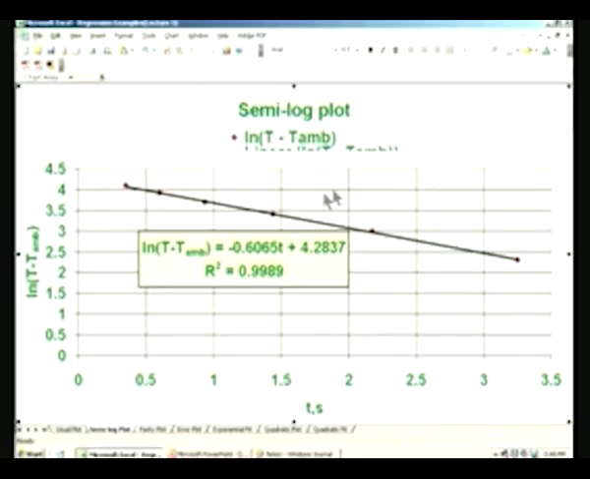So I have already done it, and what I see here is the formula: logarithm of t minus t ambient is equal to minus 0.6065 t. So this is the slope parameter, plus 4.2837 is the intercept parameter, and it is also giving me the R squared value, 0.999 or 0.9989. That means that the trend line was obtained simply by invoking the trend line from the chart option.